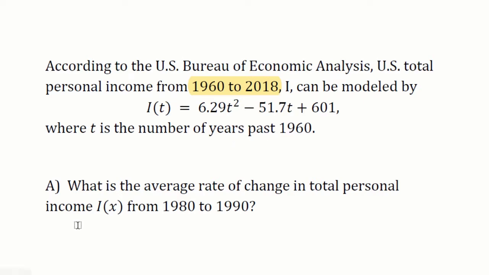Okay, and so now let's get started with question A. So question A is asking what is the average rate of change in total personal income I of t. Well, there is a little typo here, but it's supposed to be I of t from 1980 to 1990. And so, as the wording is describing quite obviously here, this question is specifically looking for the average rate of change. And that's consistent with the fact that in the question right here we are given a time interval from 1980 to 1990.